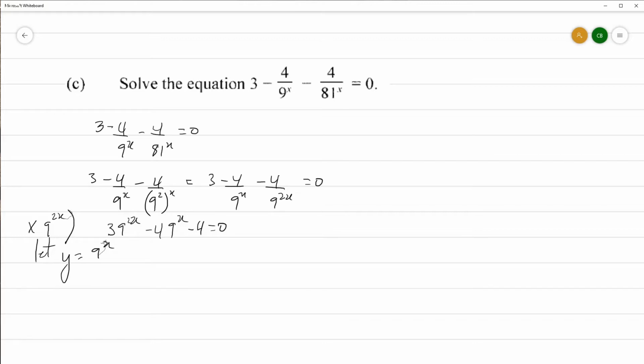Alright, let me just rewrite this. My handwriting is already poor, so I will try to be as neat as possible. 9 to the x. So I don't know. Oh dear.